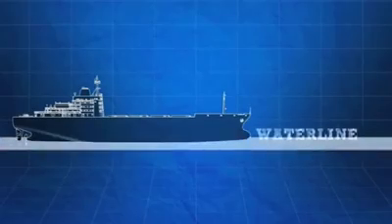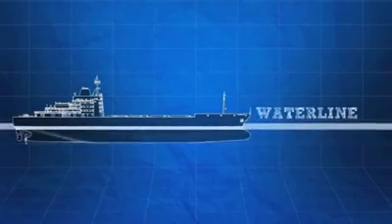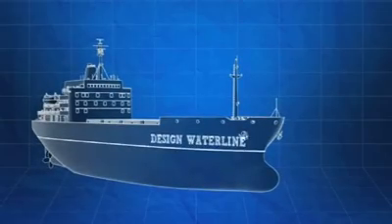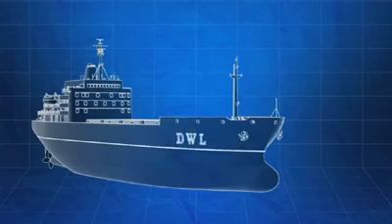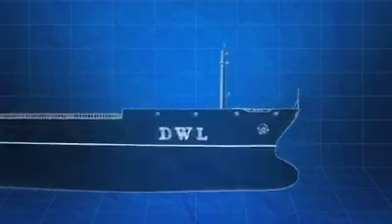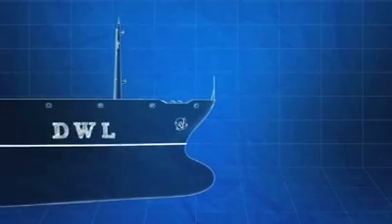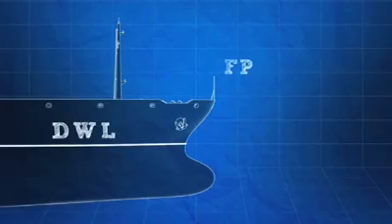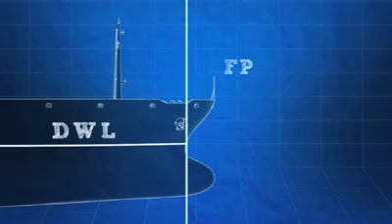The water line is the intersection of the surface of the water a ship is floating in with the sides of the ship's hull. When a ship is designed, the naval architect determines the design waterline, or DWL, that represents the waterline of a ship under full load or maximum draft conditions on an even keel. The forward perpendicular, or FP, is a vertical line drawn at the intersection of the design waterline and the foreside of the stem of the hull.